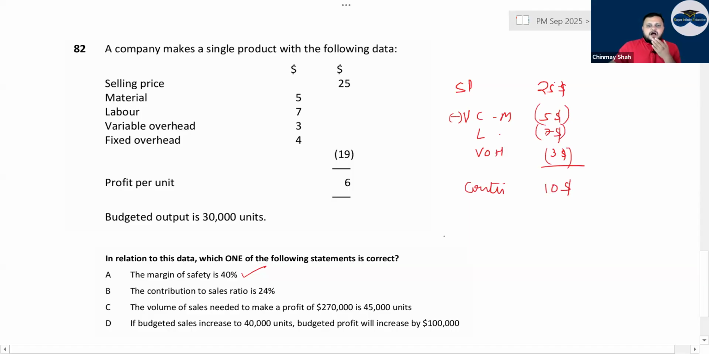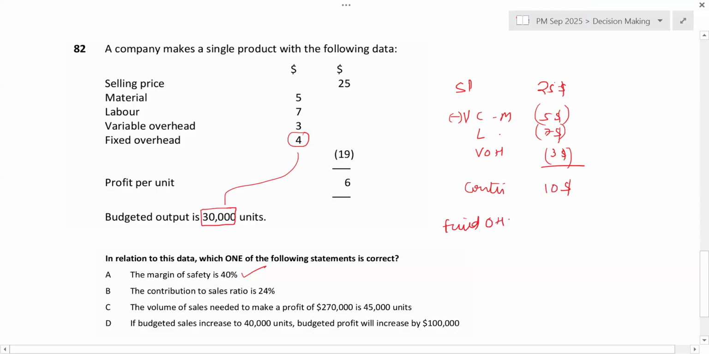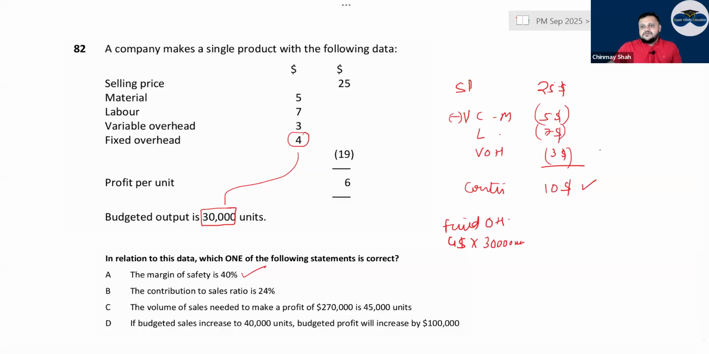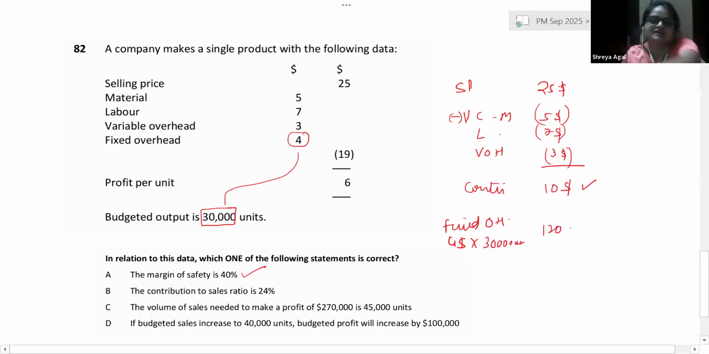Tell me, how much will be the fixed overheads? $4 per unit. And how much is the budgeted output? 30,000. So how much will be fixed overheads? I told you fixed costs are either period based or what? Budgeted or what? Capacity based. Correct. So $4 into how many units? 30,000 units. Did your problem get solved? So $120,000, correct?